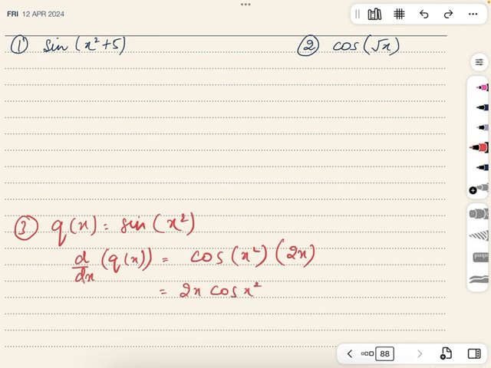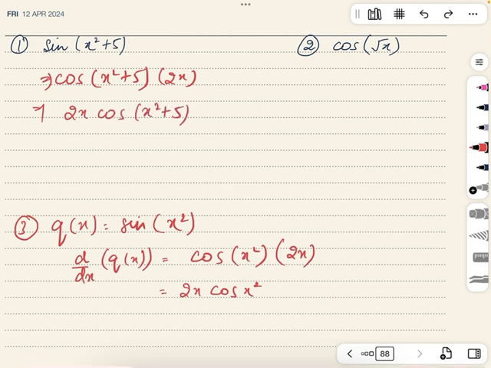Next, sine of x squared plus 5. The differentiation I did right now for sine was cos of x squared plus 5, and differentiation of x squared was 2x, so times it by 2x. Differentiation of a constant is 0, so just 2x. The final answer will be 2x cos of x squared plus 5.